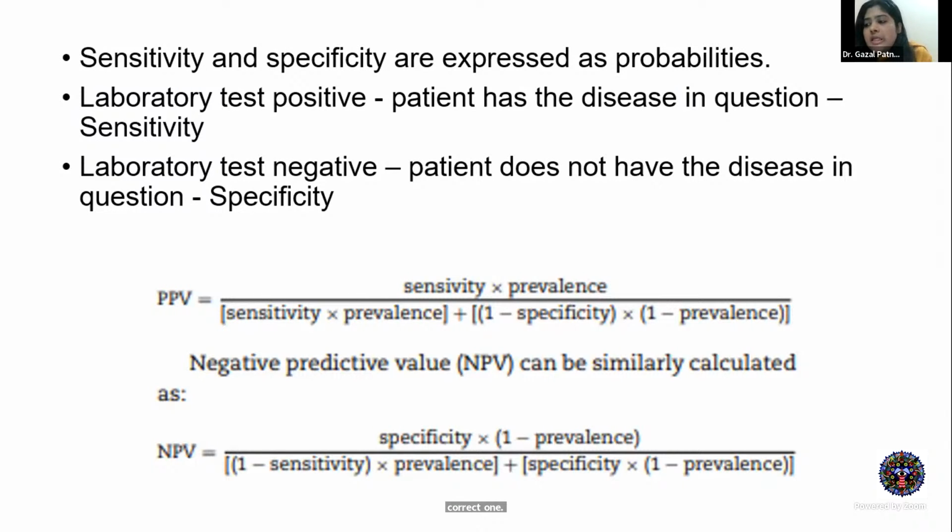Sensitivity and specificity are expressed as probabilities. Sensitivity is the probability of a lab test being positive if the patient has the disease in question. Specificity is the probability of the test being negative if the patient does not have the disease in question. Like I have mentioned earlier, anti-nuclear antibody tests have a particular sensitivity and specificity for lupus, but a different sensitivity if we suspect juvenile idiopathic arthritis.